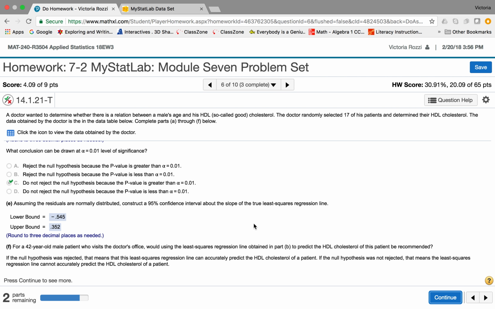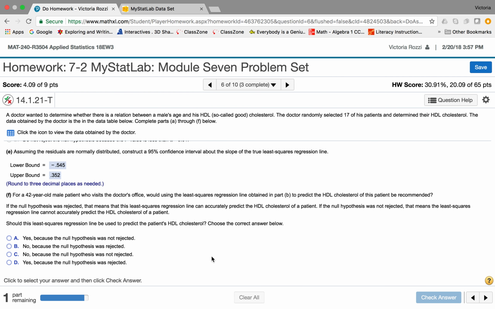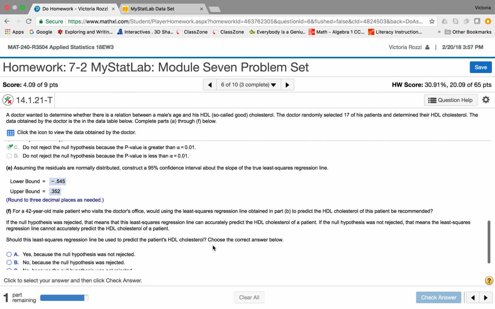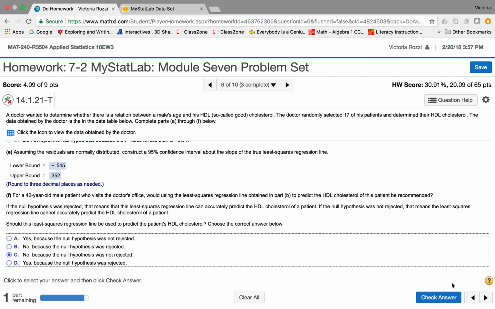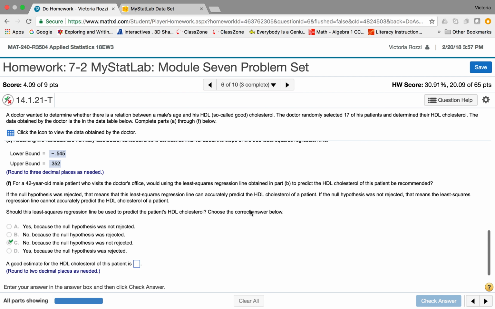Okay, next it says for a 42-year-old male patient who visits the doctor's office, would using the least squares regression line obtained in Part B to predict the HDL of this patient be recommended? If the null hypothesis was rejected, that means this least squares regression line can accurately predict HDL. If it was not rejected, this means that it cannot accurately predict. So again, we did not reject the null. So I'm going to press continue here. Okay. And we're going to say no, because the null hypothesis was not rejected. And check the answer. And there we go.